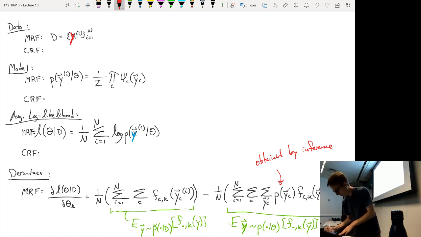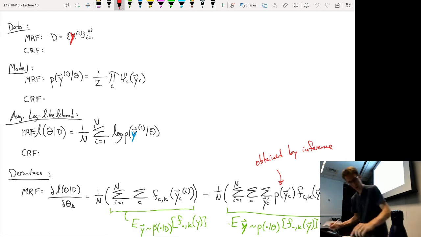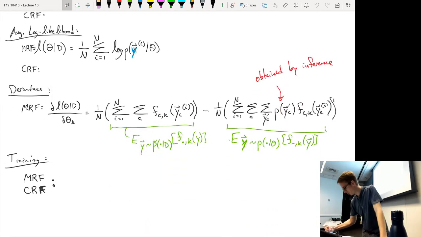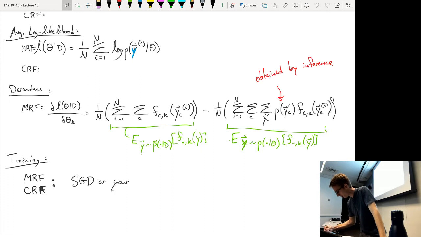Okay, well, training for the MRF and the CRF is just going to be stochastic gradient descent or your favorite optimizer.